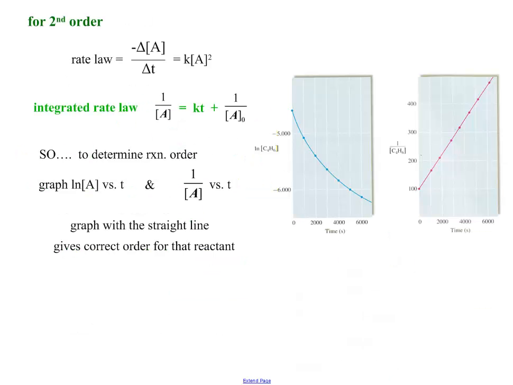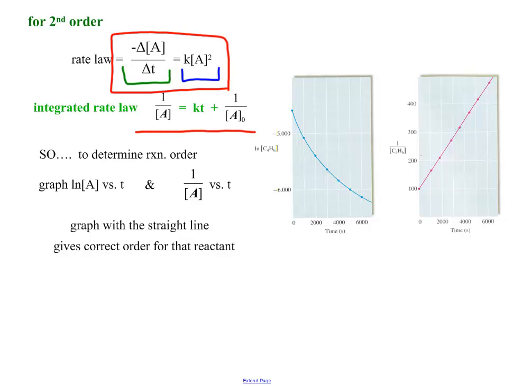If I want to integrate a second order reaction, I'm again going to start with the rate equation, which is here, and the rate law, which is here, and I'm going to integrate that. So I'm going to take this whole thing now and integrate it, and what I get this time is an integrated rate law that looks like this. So I have 1 over the concentration of my substance equals kt, the rate constant times time, plus 1 over the initial concentration of my substance.